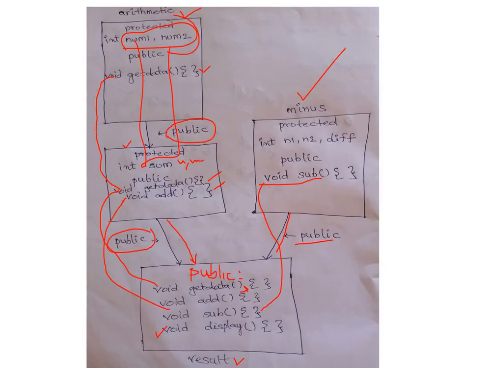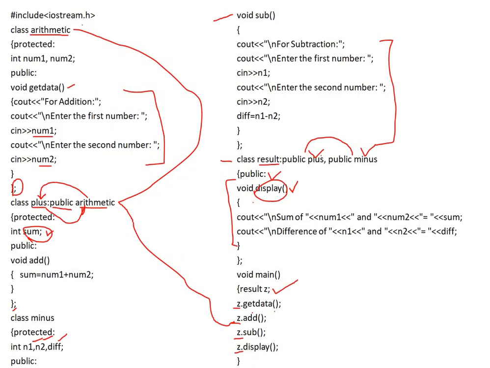What is add? Add is a public member function of which class? Result class. Yes. Now it invokes the add. Immediately execution control goes to the result and searches for the add. If it is not available, execution control goes to the plus class and minus class. And first it goes to the plus class, searches for the add.